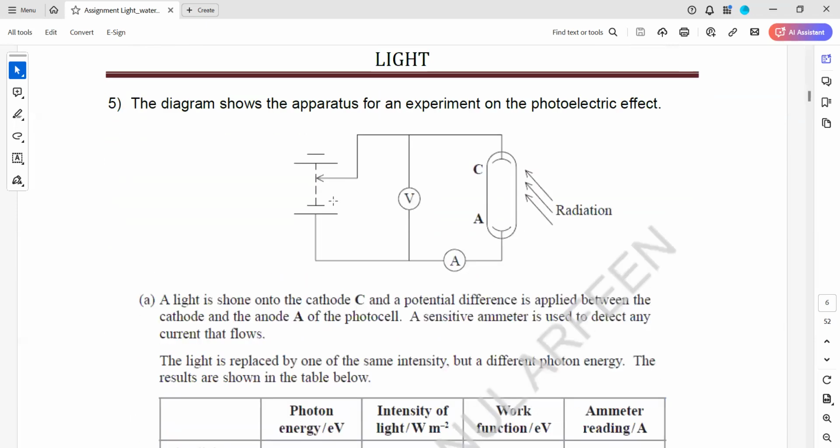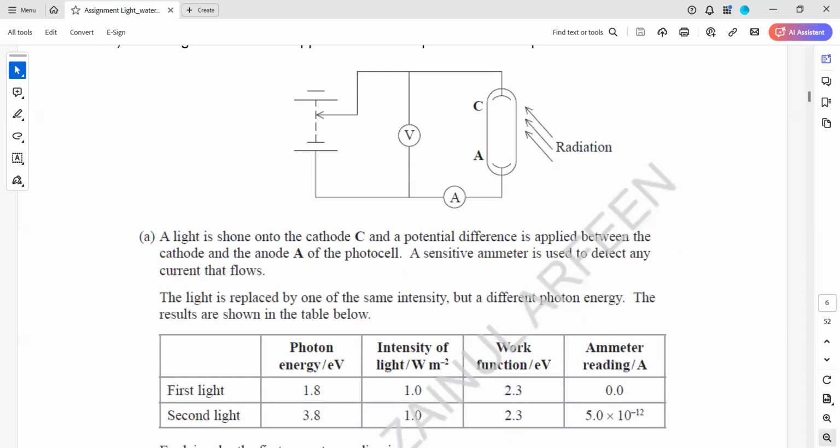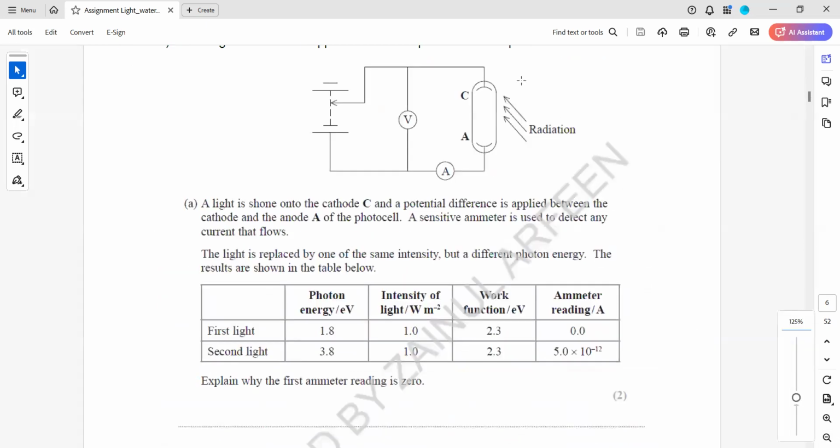The diagram shows an apparatus for an experiment on the photoelectric effect. In the photoelectric effect, when light falls, it produces photoelectrons, and these electrons will move. When we apply a positive and negative potential, the electrons will accelerate, and we have a current and voltage. So the light is shone onto a cathode C, a potential is applied, there is a sensitive ammeter, and a work function.